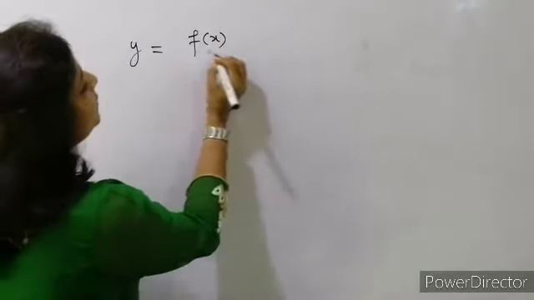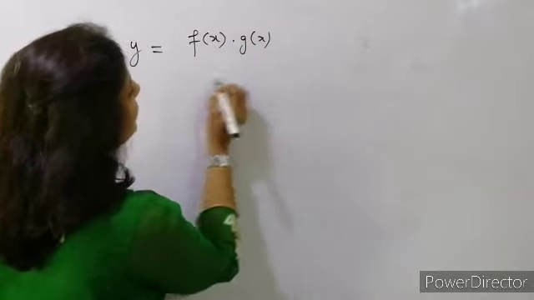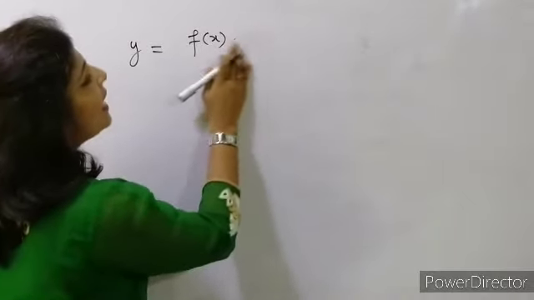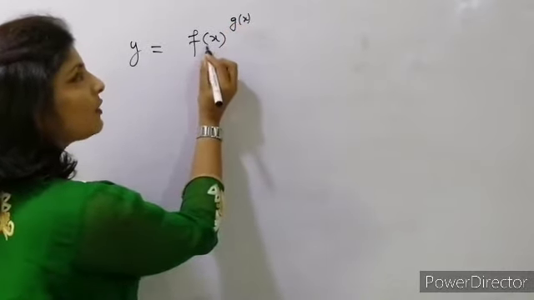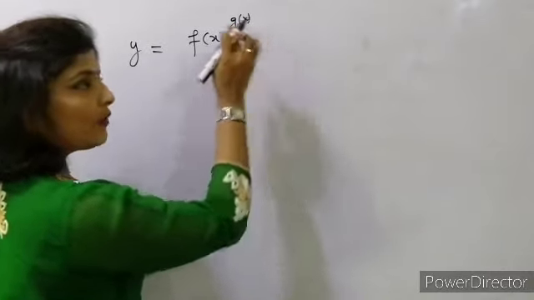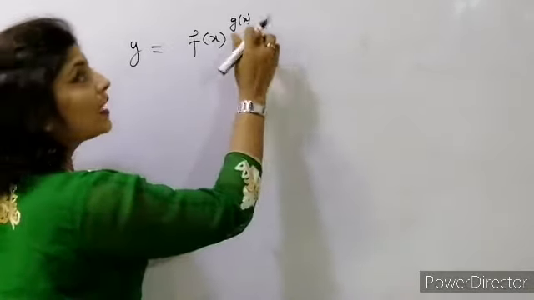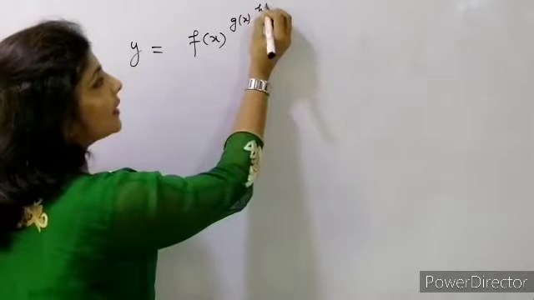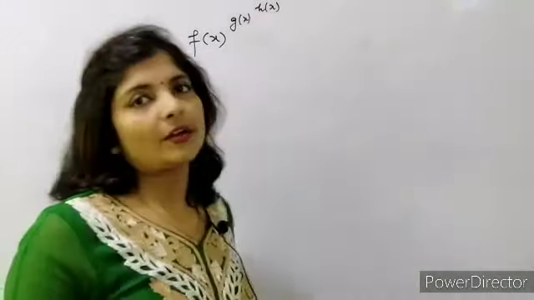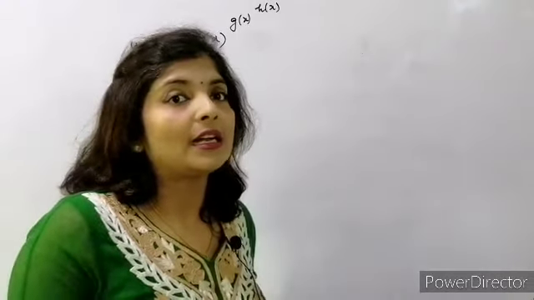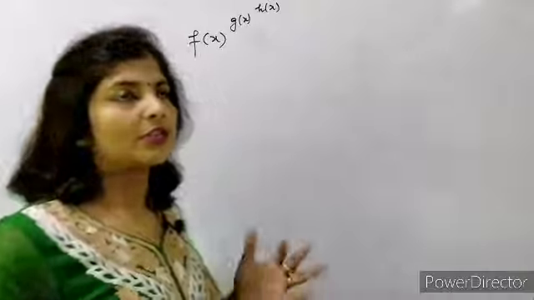So it will be easy for you to find dy by dx. But if f(x) into g(x), or in some cases f(x) to the power g(x), okay, f(x) is a function of x and g(x) a function of x, and f(x) to the power g(x) to the power h(x), if there are such functions, then it will be difficult for you to find the dy by dx derivatives. In that case we'll use logarithmic functions.